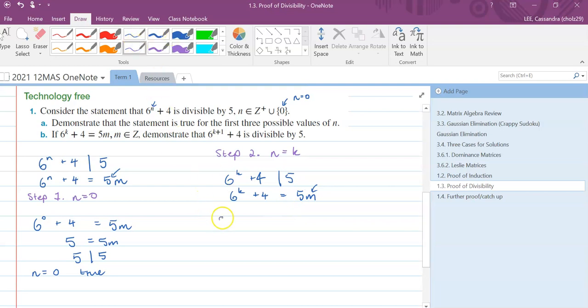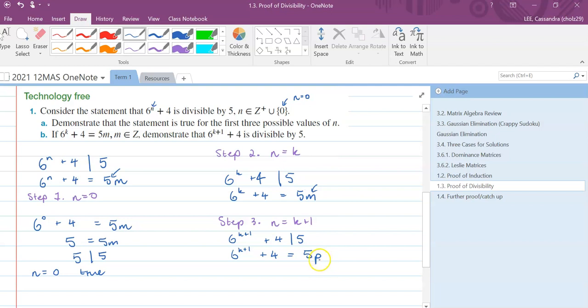Alright, so step 3. Step 3, we're going to test the next case. So n is equal to k plus 1. Alright, so let's write this. We have 6 to the power of k plus 1 plus 4 is divisible by 5. So 6 to the power of k plus 1 plus 4 is equal to some multiple of 5. I've written p here, and again, I don't really care what the value of p is. I only care that I can factor that 5 out of the front of it.